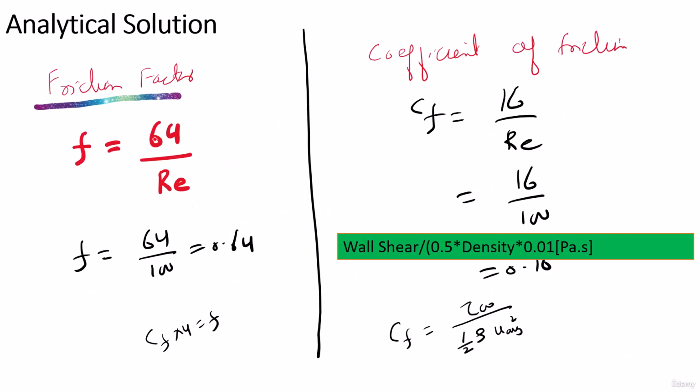Now the friction factor is 64 upon Re, so F is equal to 64 upon 100, which is 0.64, and CF, you can directly find from here, CF is equal to F upon 4, which is 0.64 divided by 4, equal to 0.16. This is the value we are going to compare for our CFD. So we can find CF by this formula as well. We know the wall shear stress, and by this formula we can also find this value.